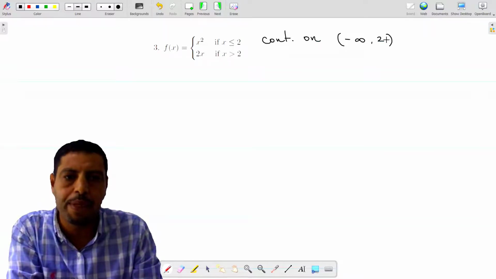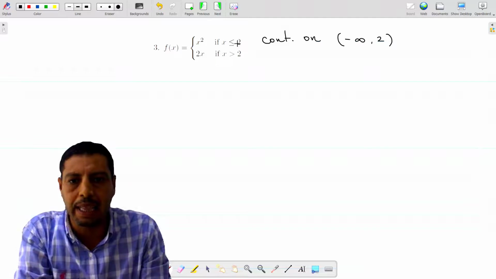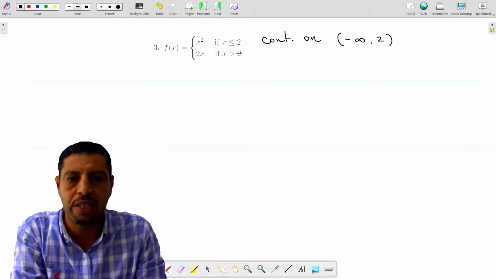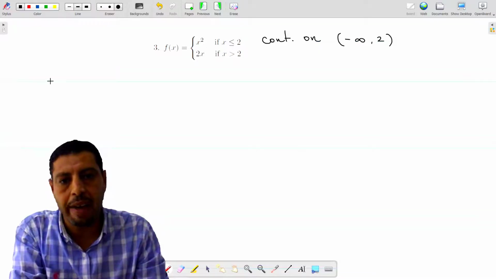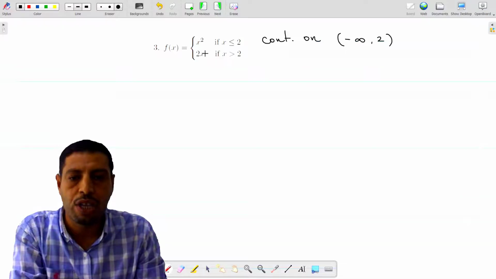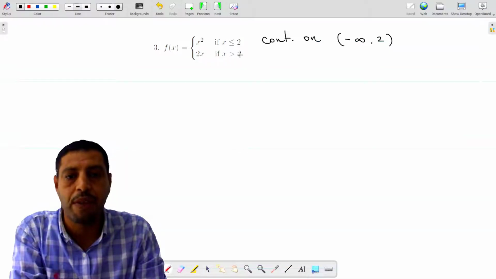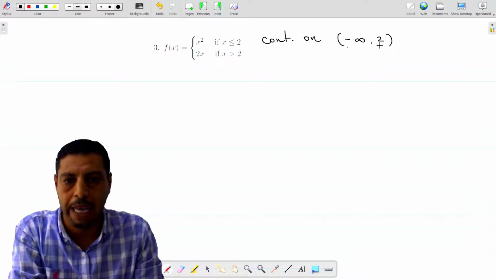And here I will keep the interval open, since at this point 2, you're gonna change the expression of f. So be careful, don't include the 2 in your interval, because here you're gonna switch. So to the left and to the right of 2, you will have different expressions. You have to treat this point separately, okay? So for the moment, we are sure that this function is continuous on negative infinity to 2, open.